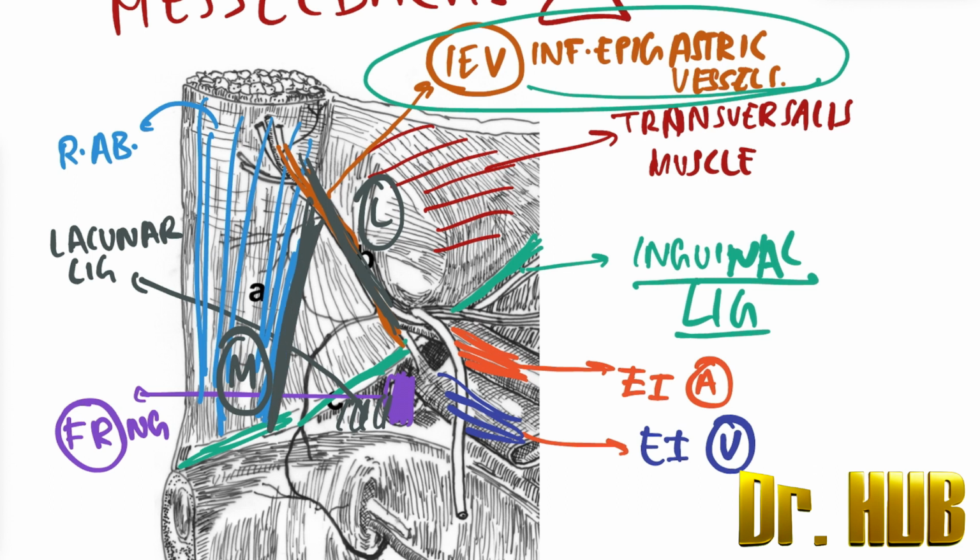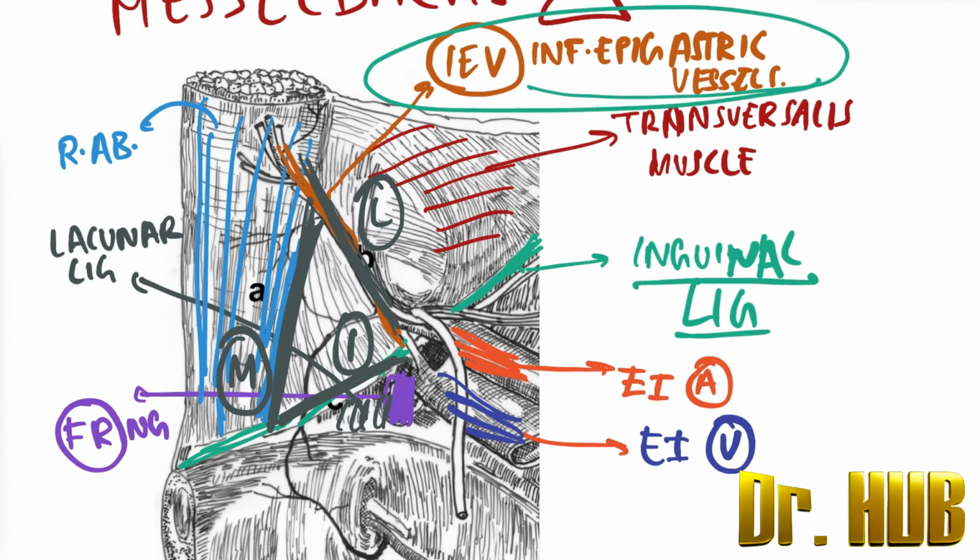Then inferiorly, what do we have? Inferiorly there is the inguinal ligament. So the direct inguinal hernia emerges from the Hesselbach's triangle.